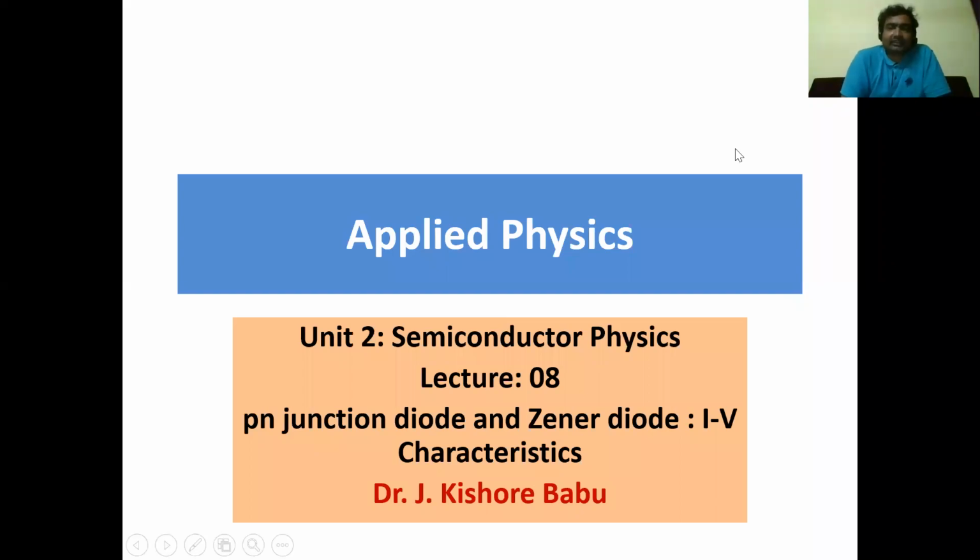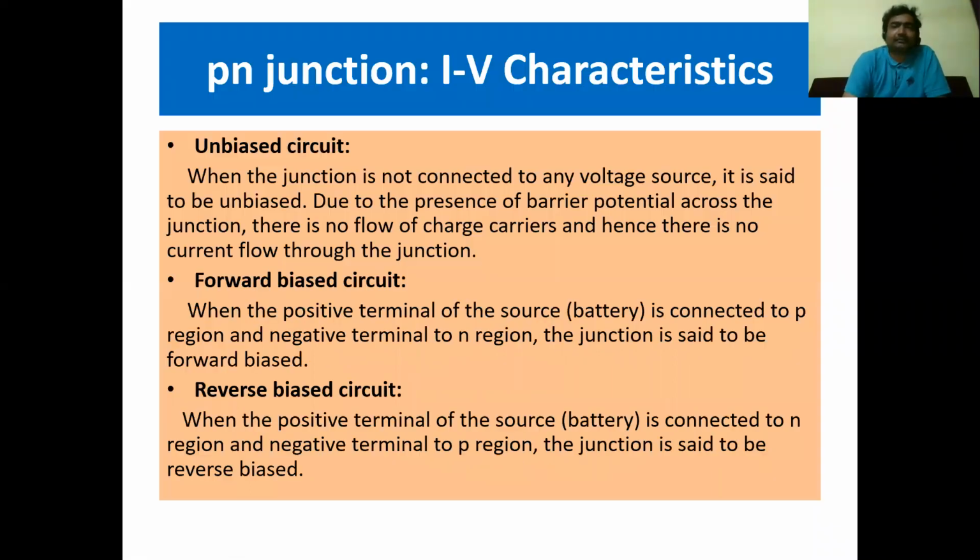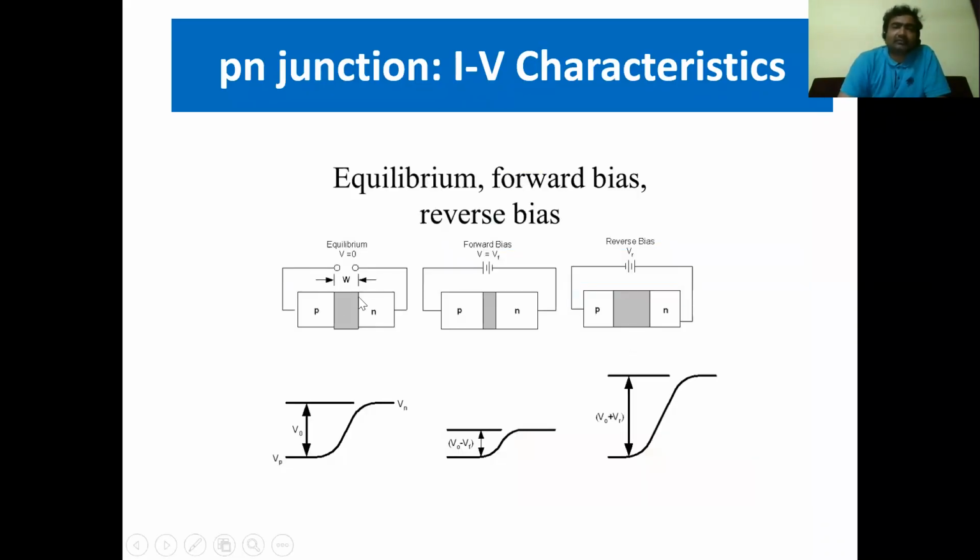Welcome to a session on VI characteristics of PN junction diode and Zener diode. First, let me explain what is unbiased condition, forward biased condition, and reverse biased condition.